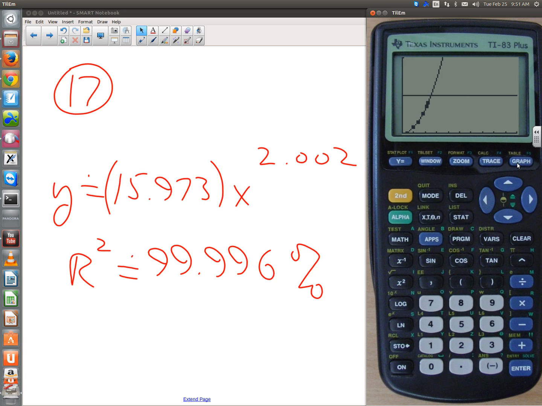All right, so how do I answer part D? How long it takes to fall 100 feet? Second trace, intersect, bing, bing, bing. And you get 2.5 seconds roughly.